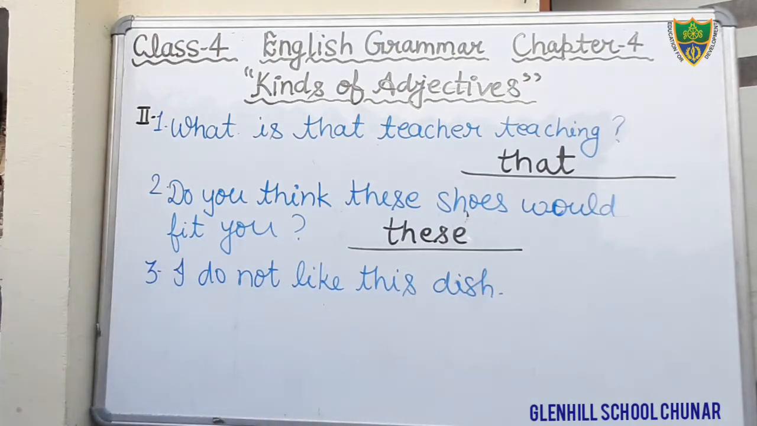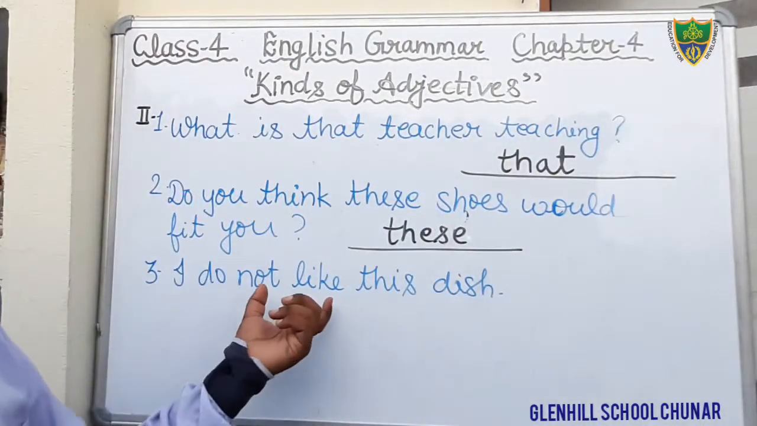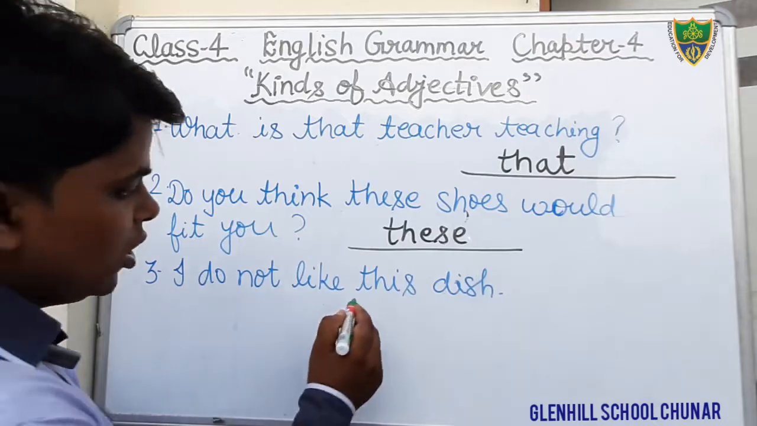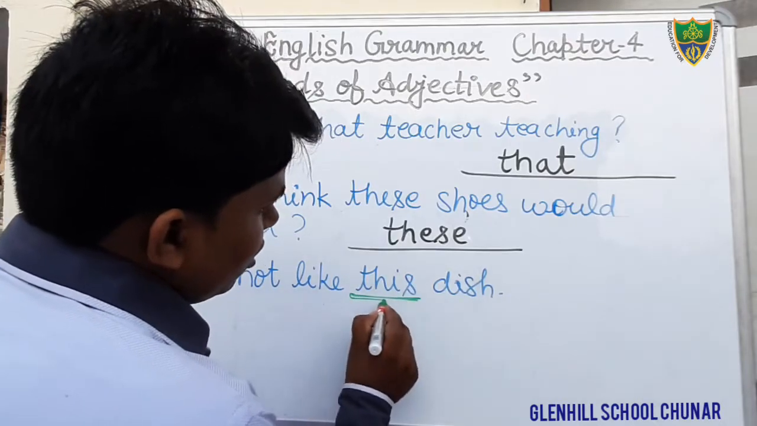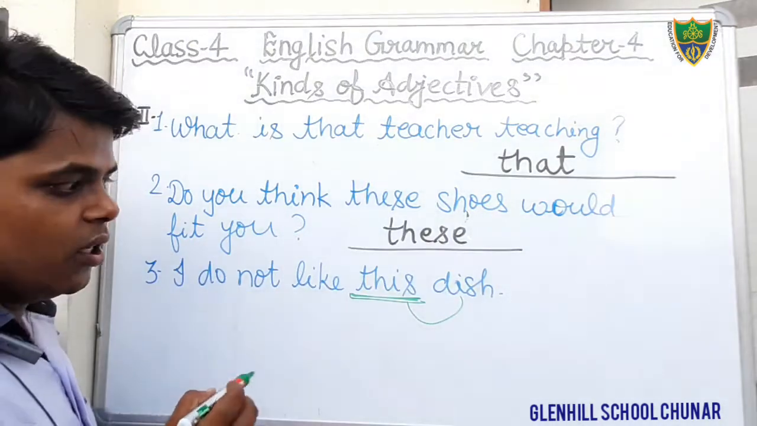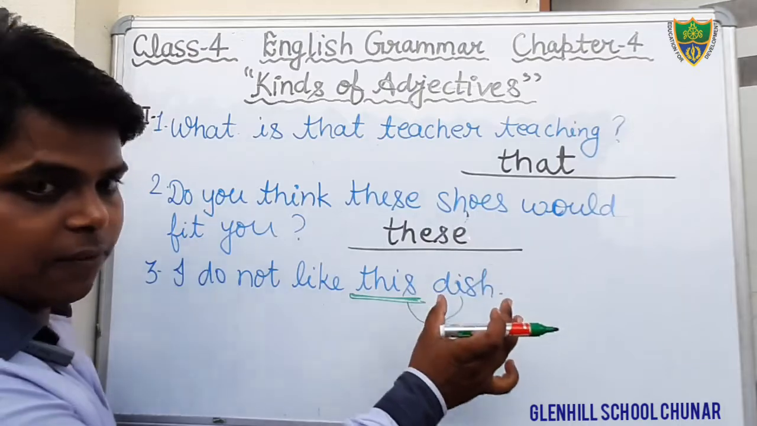Okay students, this is the sentence. I do not like this dish. Okay students, just see here. I do not like this dish. Here the word this denotes the dish. Here the word this is used to point out the dish.